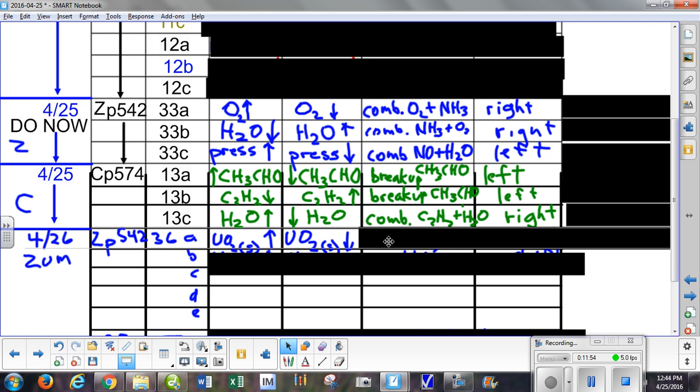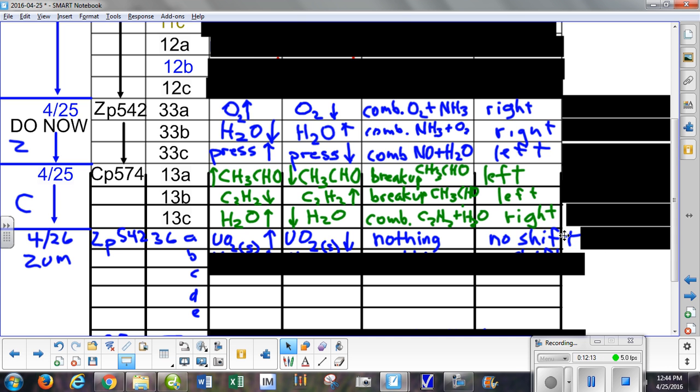And LeChat wants to take it out. No question there. However, he has a little problem. This guy is a solid. He does not affect equilibrium, and so there is no shift.